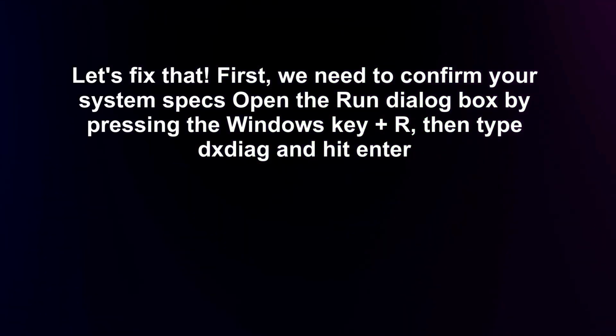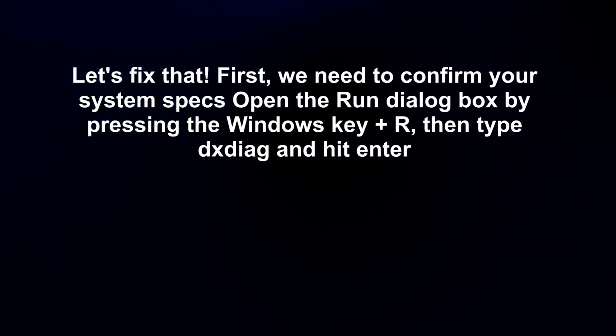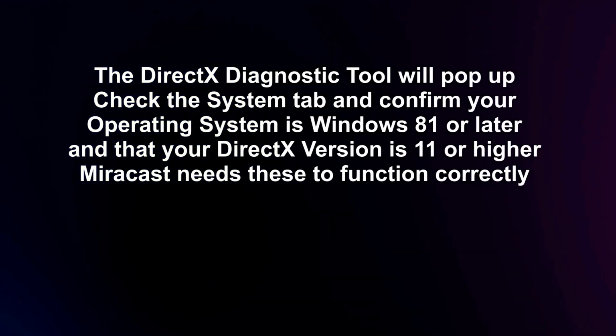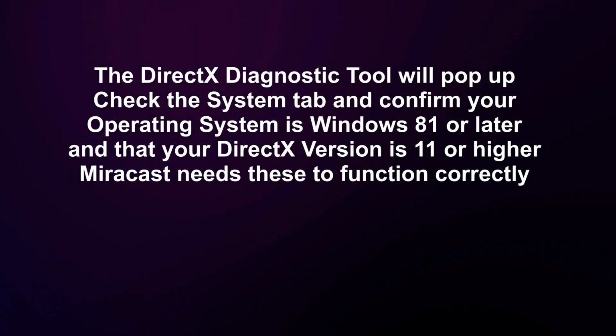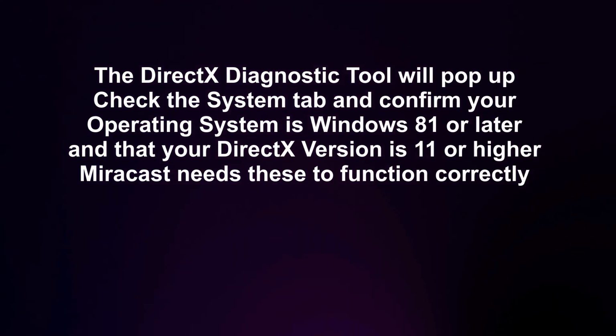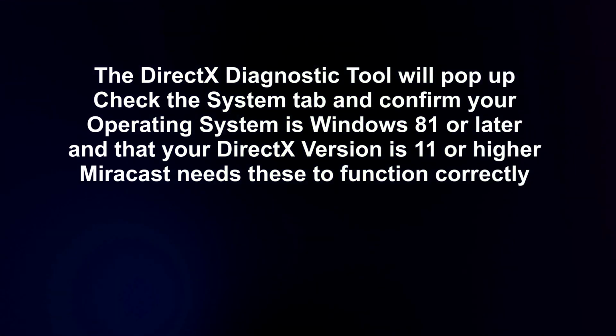Open the Run dialog box by pressing the Windows key + R, then type dxdiag and hit Enter. The DirectX Diagnostic tool will pop up. Check the System tab and confirm your operating system is Windows 8.1 or later and that your DirectX version is 11 or higher. Miracast needs these to function correctly.